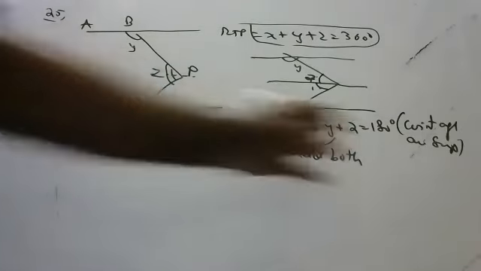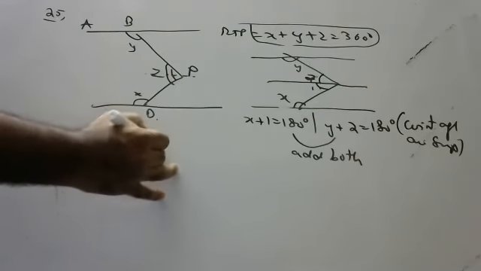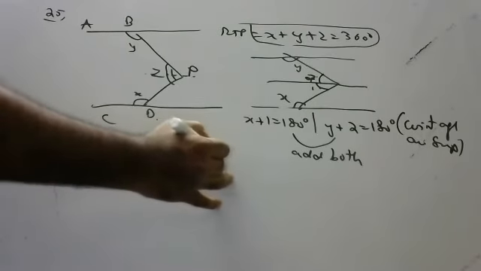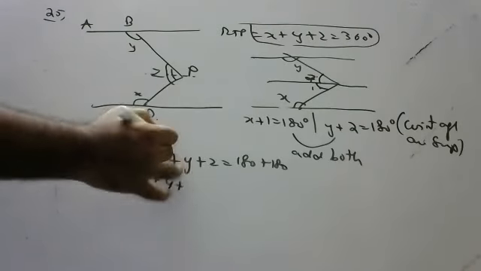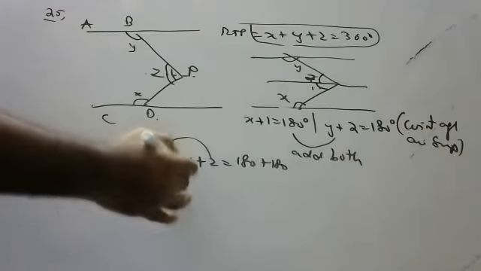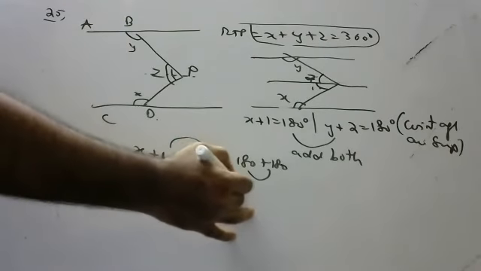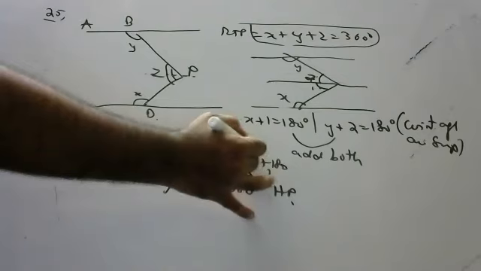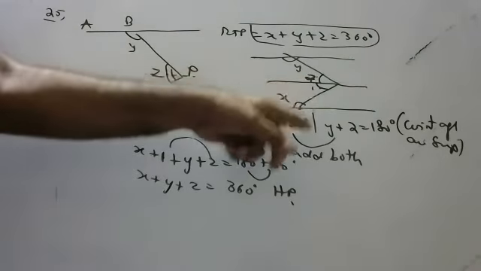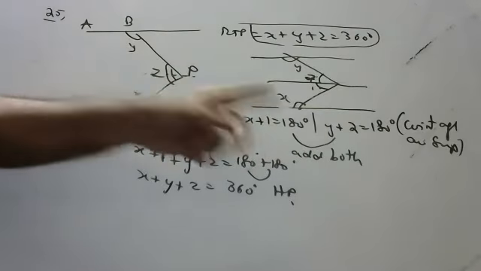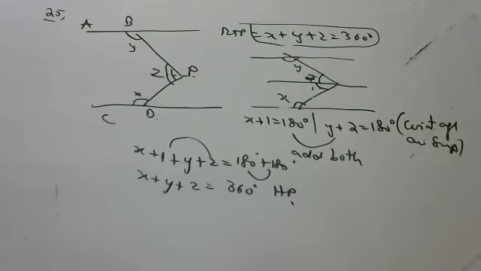Now add both. If I add both, children, see here: x plus 1 plus y plus 2 is 180 plus 180. x plus y plus 1 plus 2, and 1 plus 2 is Z, so x plus y plus Z is equal to 180 plus 180, which is 360. Hence proved. Any doubt, children? x plus 1 is co-interior supplementary, y plus 2 is co-interior supplementary, I added both. Please note down: co-interior angles are supplementary.